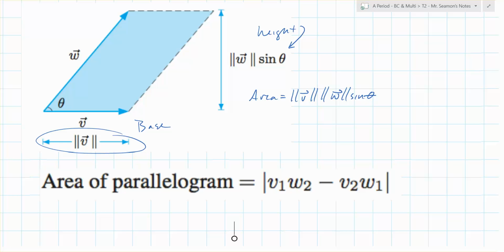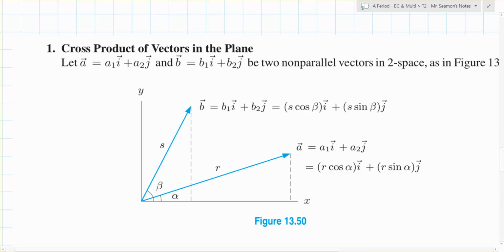Where does this come from? Because the general proof in 2 dimensions, and we're starting with 2 dimensions, has to be, this is not necessarily going to be on the x-axis. This parallelogram could be turned a little bit, right? In order to understand where this comes from, you need to look at this problem right here.